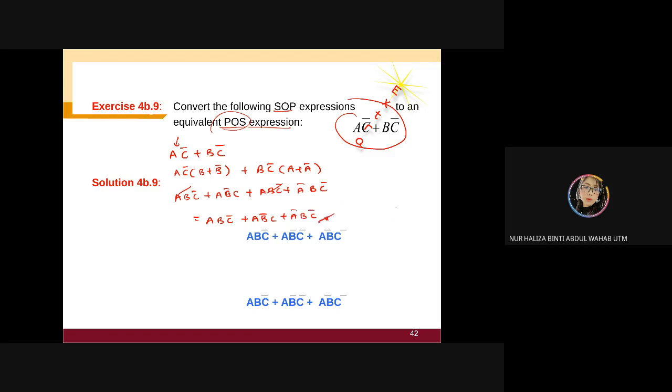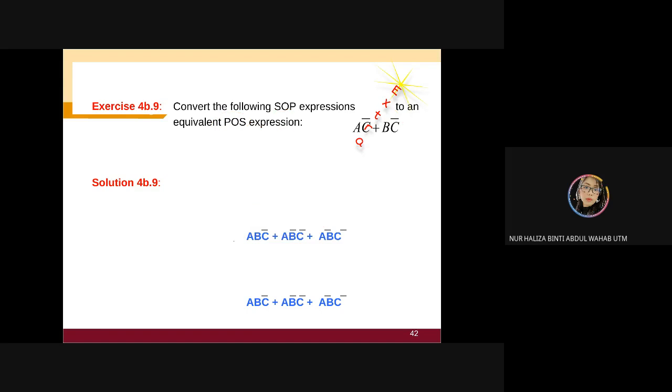And then I finish. This is my standard version for my SOP, which you have already gone through many times, how to standardize it. After you get this part, you can draw your truth table. So what is this? This is SOP.